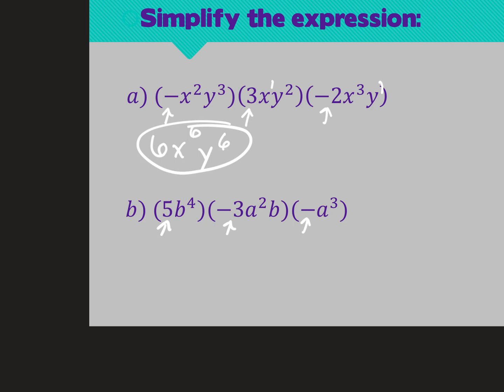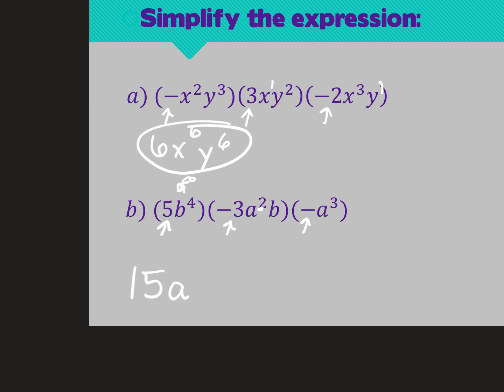5 times negative 3 is negative 15, times negative 1 is going to give me a positive 15. Now I have two variables that I'm looking at. I have a's and b's. We like to keep our variables in alphabetical order. So I'm going to go ahead and account for the a's. This right here has a to the 0 power. We'll talk about that in a little bit because that would be just 1.